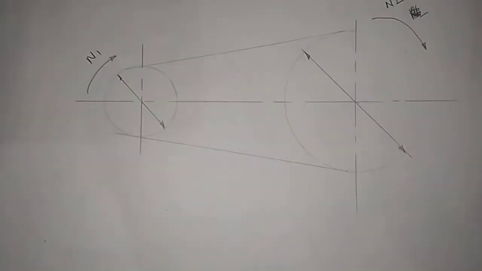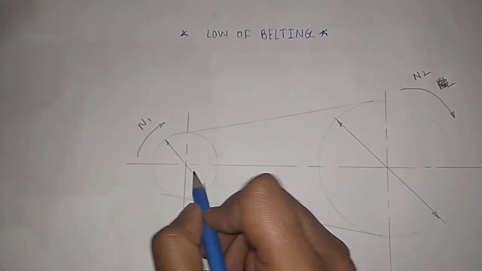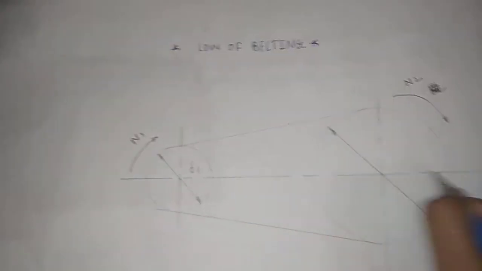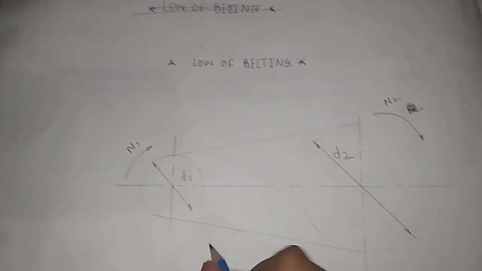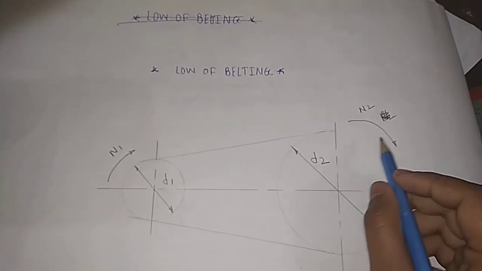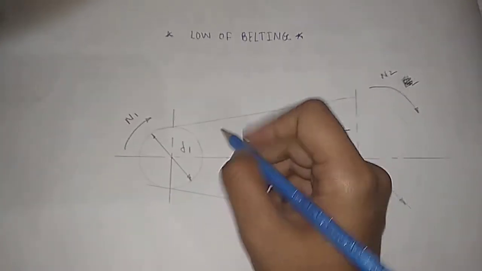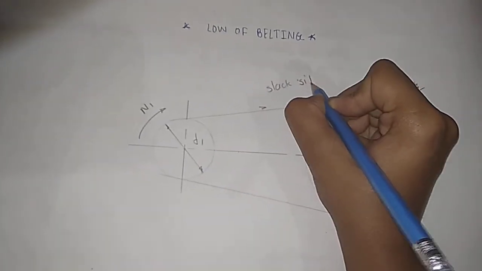Then the law of belting. Here we first draw the center line of the two circles and draw the diagram similar to the open belt drive. The diameter of the smaller circle is d1 and the diameter of the larger circle is d2. Similar to the open belt drive, they rotate at speeds n1 and n2. Here the upper side is the slack side and the lower side is the tight side.